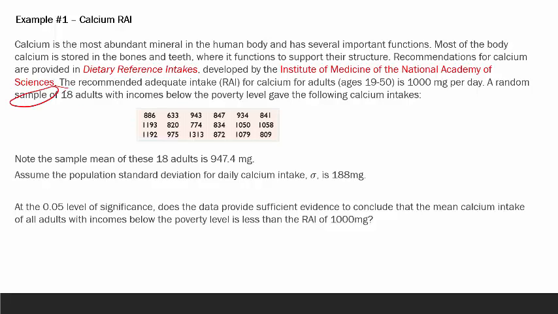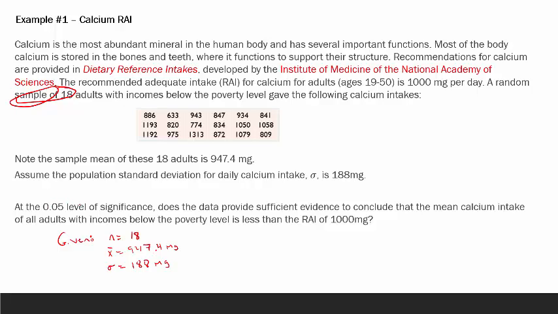So right there, the sample of 18 adults. Just so you know what you're given as we go through, you're given n equals 18, with incomes below the poverty level, who gave the following calcium intakes. I've gone ahead and told you that the sample mean of these 18 adults, x bar, is 947.4 milligrams. And assume the population standard deviation, sigma, is 188 milligrams.